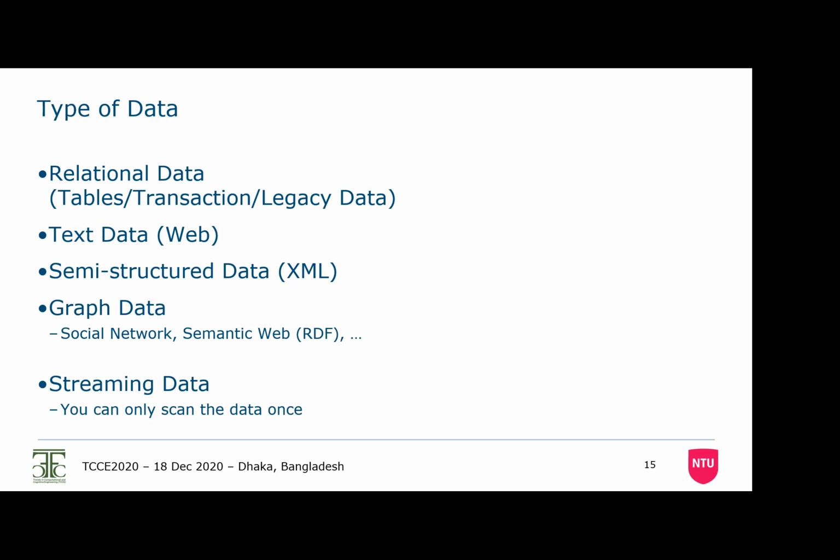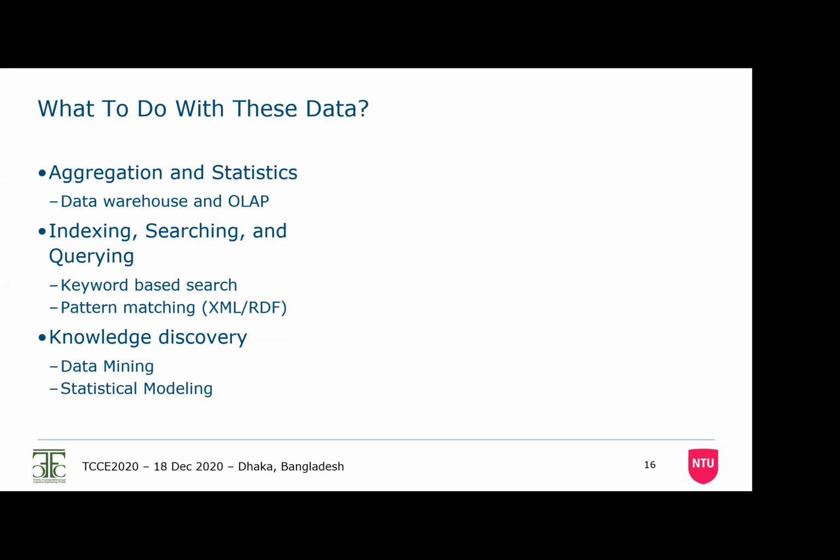Now what are we talking about in terms of the type of data? There can be relational data, which is the traditional data that we have in terms of tables, transactions, and legacy. There are text data, which is harnessed from the web, and there are semi-structured data, and graph data of social networks, the semantic web, and whatnot. And finally, the biggest challenge in terms of big data is the streaming data, where data are continuously generated, and at the same time those data are also processed continuously.